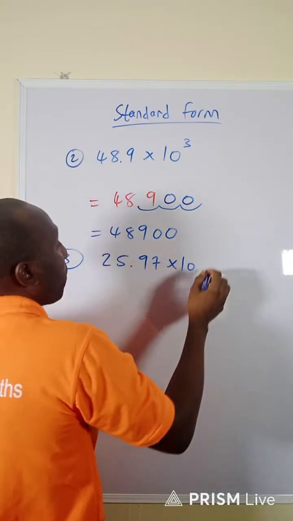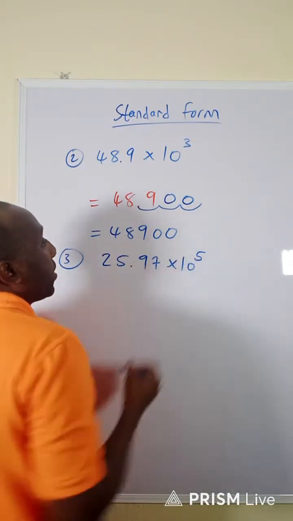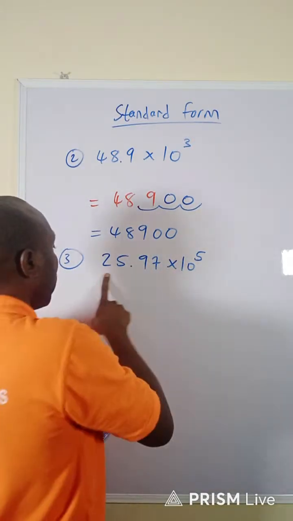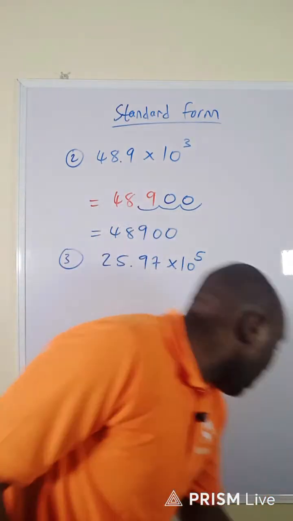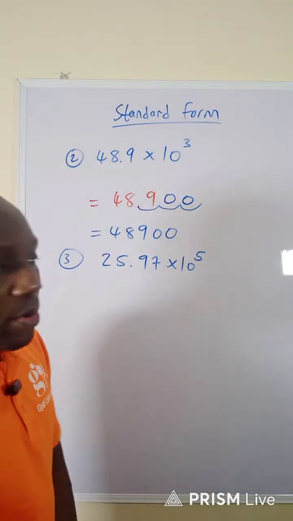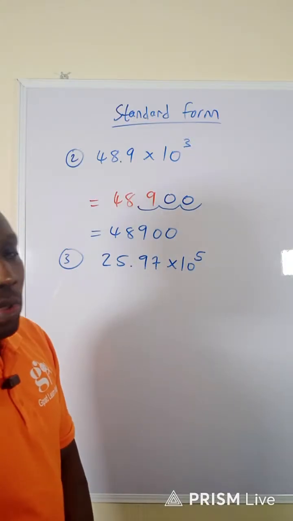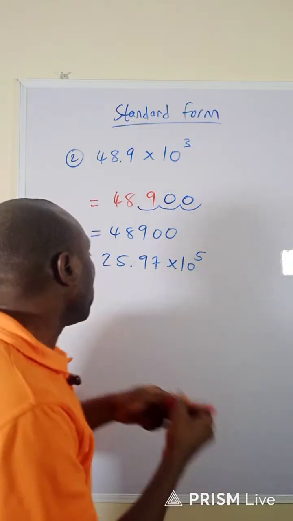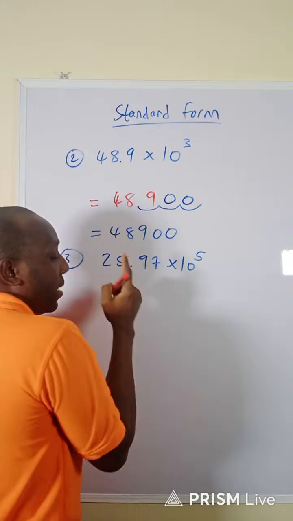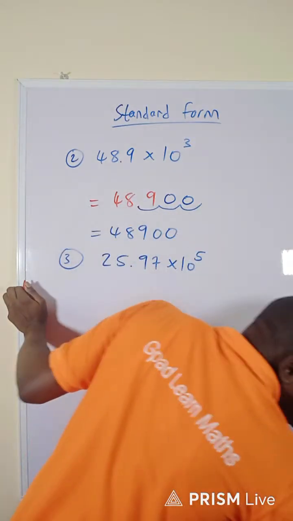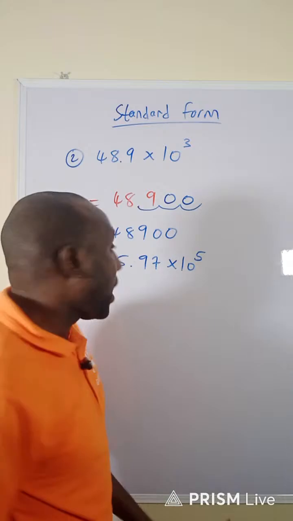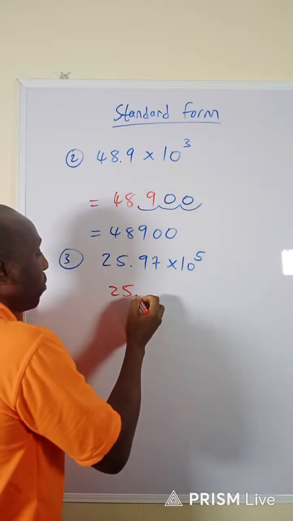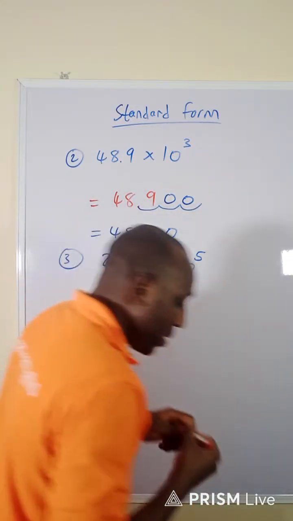All right. Let's look at one more example where you have a positive integer like this: 25.97 times 10 raised to the power 5. How do we write this number as an ordinary number? This is raised to the power 5, right? So we shift the decimal point to the right 5 times. So 25.97, you shift it to the right 5 times.